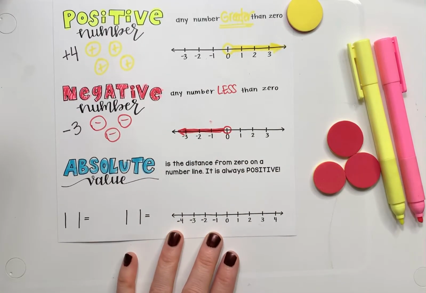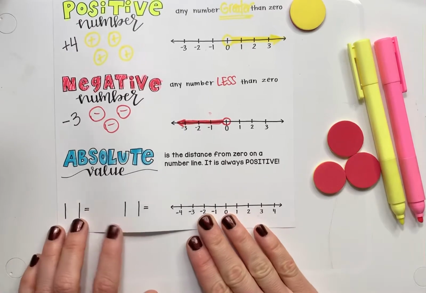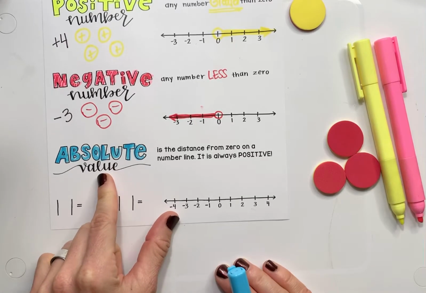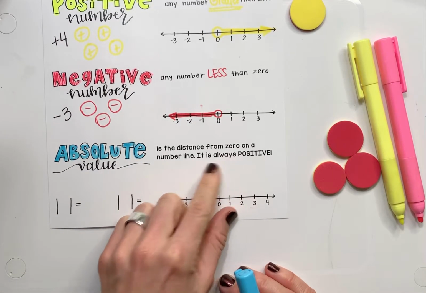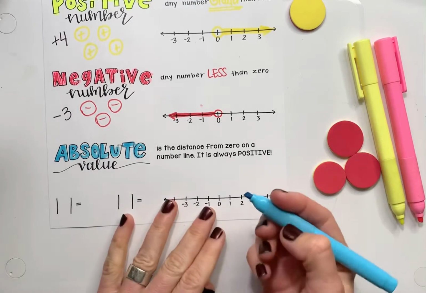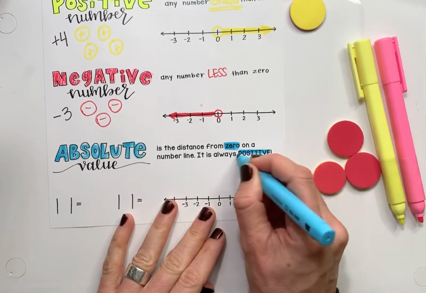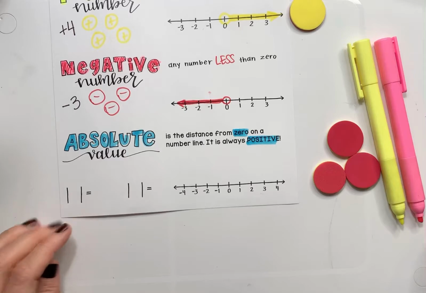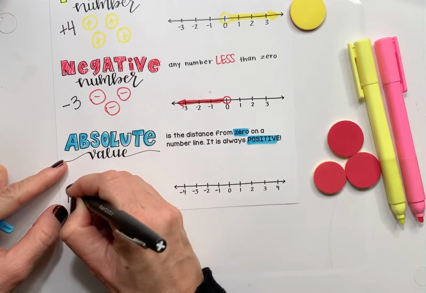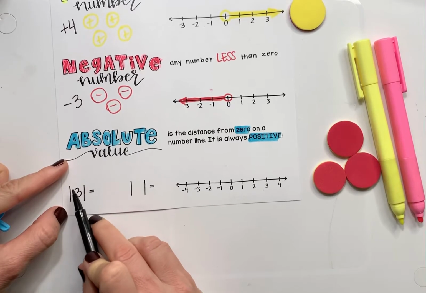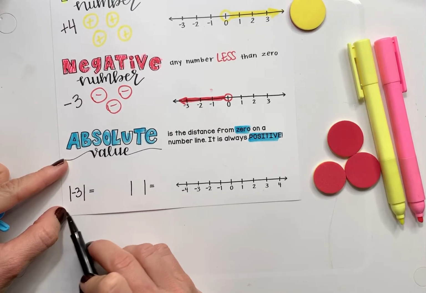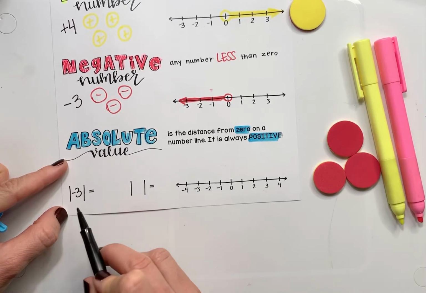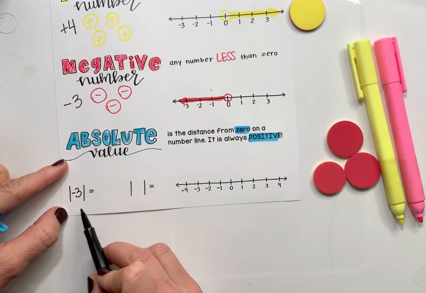There we go. All right, the last idea that I want to introduce in this video is the idea of absolute value. So the absolute value is the distance from 0 on a number line, and it is always positive. Okay, so there's a little symbol that we use when we're talking about absolute value. So if I were to want to find, let's say, the absolute value of -3, these 2 vertical lines indicate absolute value. So this is saying, what is the absolute value of -3? Or how far is -3 from 0 on my number line?